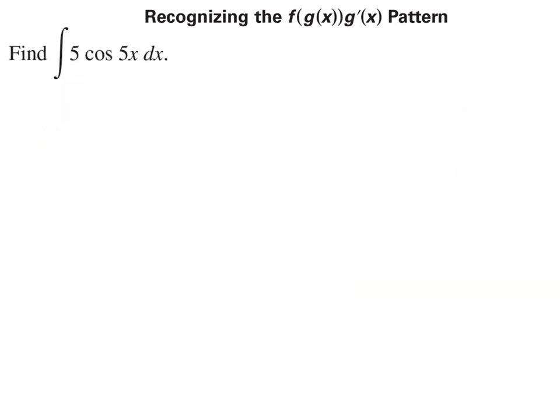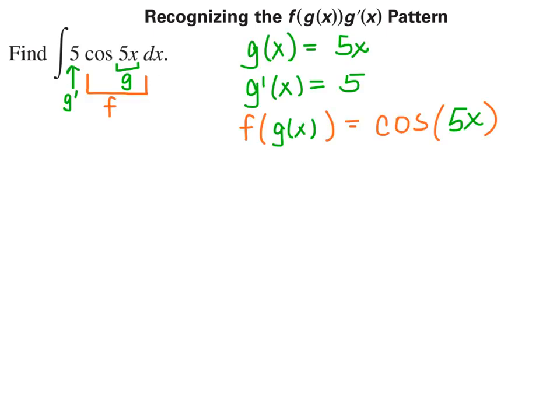So let's try another one and see if we can't recognize the same pattern here, but let's try it with a trig function. So let's integrate 5 cosine of 5x dx. So just like in the last example, I'm going to try to find my g first. So I noticed that usually cosine of x is the standard trig function, but I've got a 5x here. So like what you were thinking for the chain rule, you'd have to do something a little different because it's not just x, it's 5x.